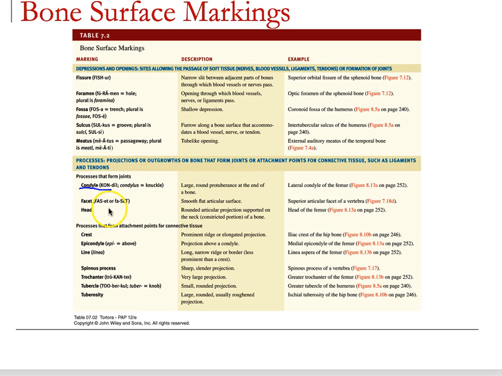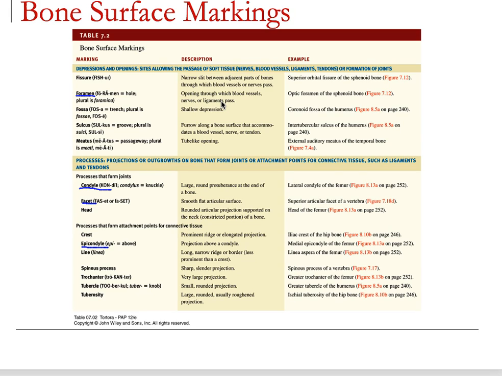Facet, which we're going to see these smooth, flat, articular surfaces. We'll see a lot of these when we're thinking about vertebral bones. There's facet, there's epicondyle there. Foramen means hole. Okay, an opening through which blood vessels, nerves, and/or ligaments pass. Blood vessels and nerves, as well as lymphatic structures, are going to pass through here.